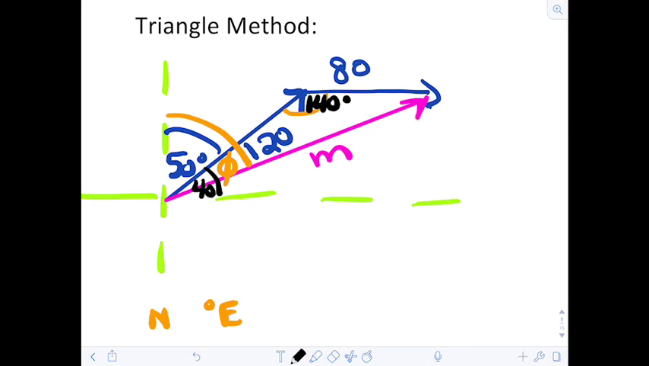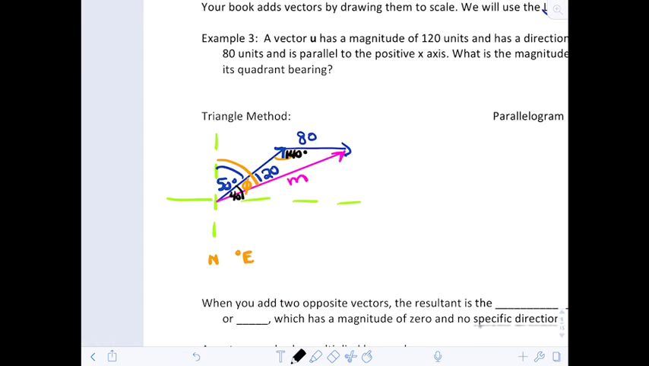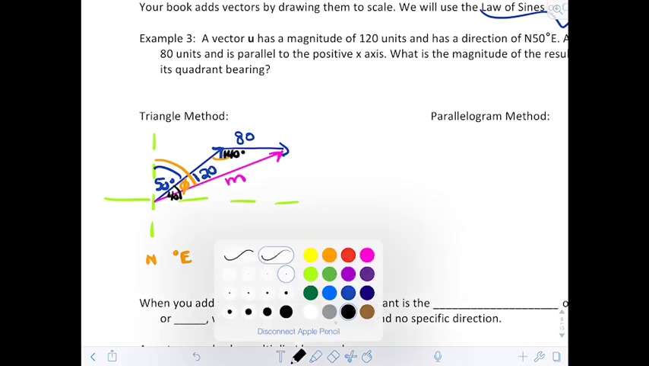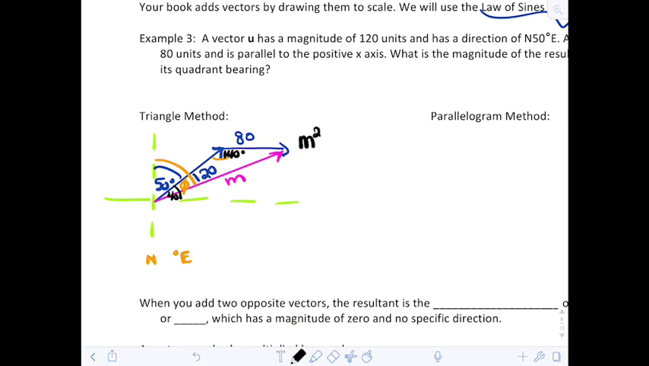So, taking those off of there, now I can use the law of cosines. I have m squared equal to 120 squared plus 80 squared minus 2 times 80 times 120 times the cosine of 140. When I take the square root of that, I get a magnitude of 188.